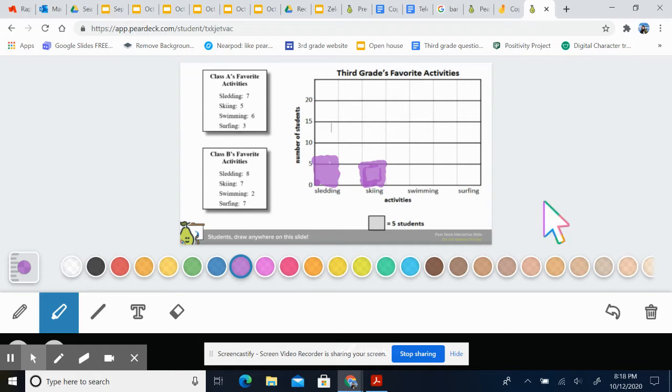Swimming. 6 students voted for swimming. I also like swimming. So I'm going to go past that 5 mark, but it should not look equal to 5 because 6 people voted. So make sure it looks different than 5, because we are going to compare this data later on. Surfing, 3. So it has to be less than 5.